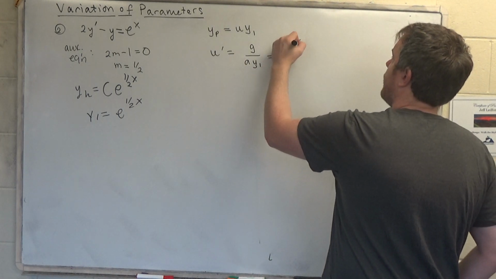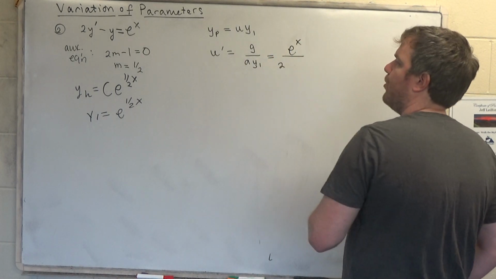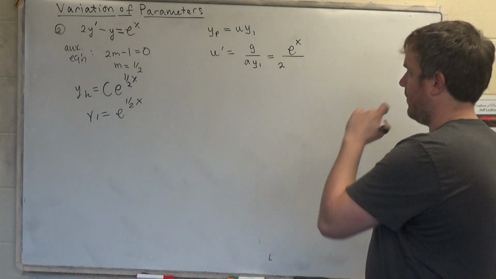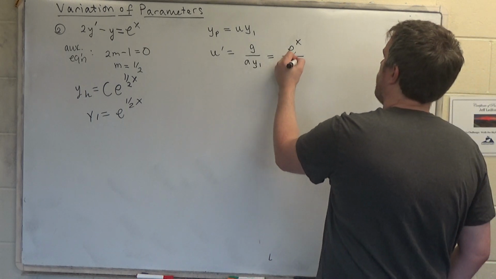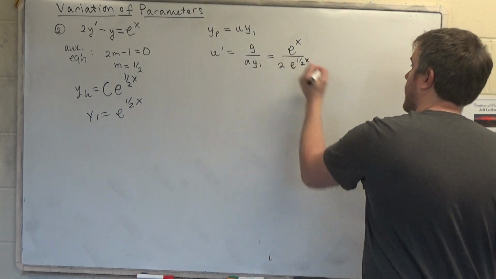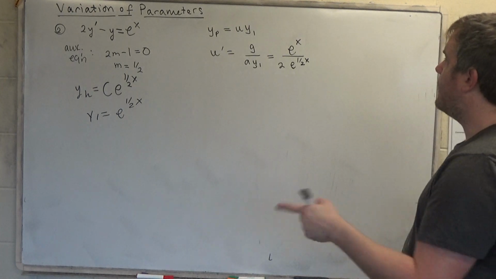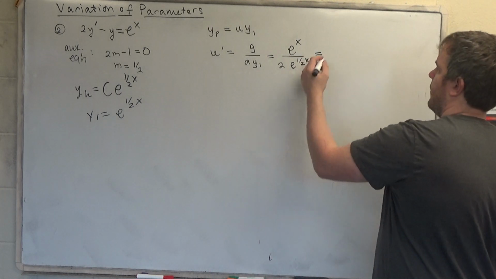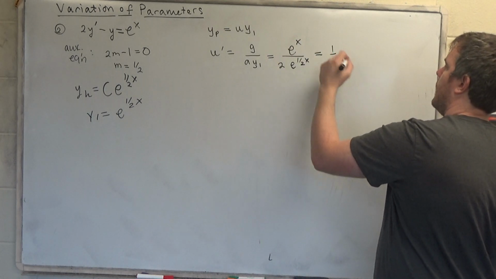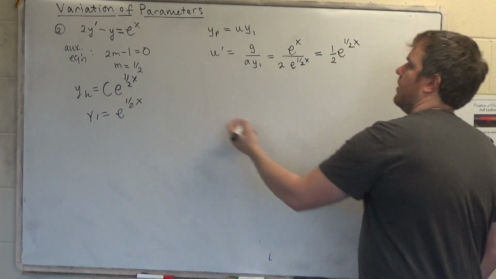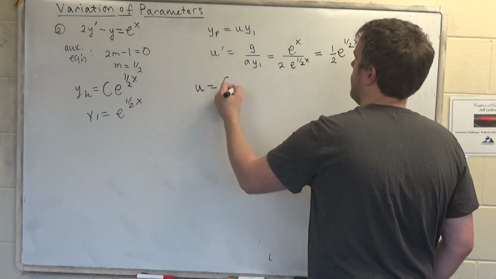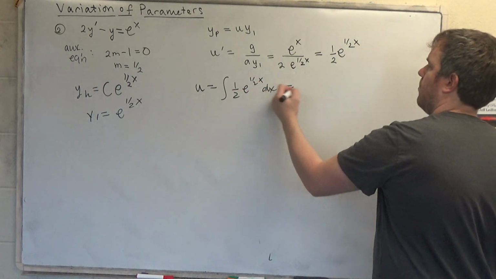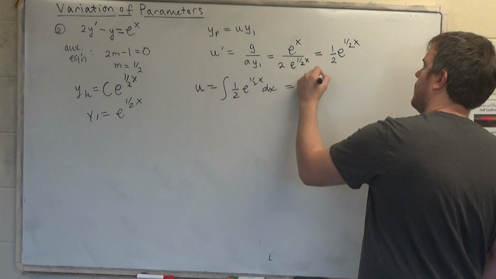So let's see. G is e to the x. A in this case is 2. A is the coefficient of y prime, the highest derivative term. And y1 is just e to the 1/2 x. And now we need to simplify this as much as possible because it shows up later in our solution. Okay, so let's see, that's 1/2 e to the x over e to the 1/2 x, which is 1/2 e to the 1/2 x. So u is the integral of 1/2 e to the 1/2 x dx, which is just e to the 1/2 x plus c.